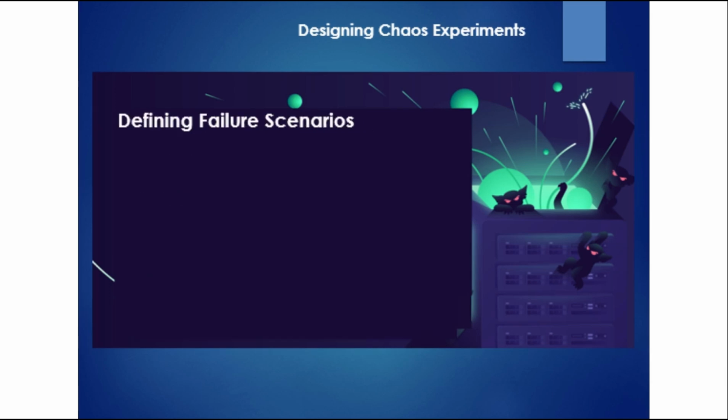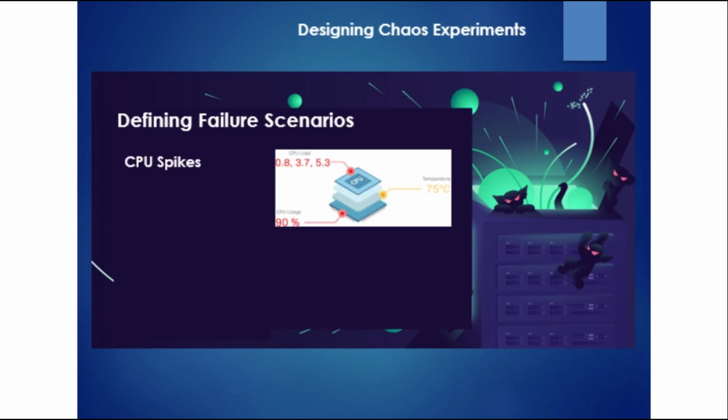Defining failure scenarios. Failure scenarios simulate real-world issues to test system resilience. Common scenarios include: 1. CPU spikes. A process where one overloads the CPU to simulate high computational demand and measure how other services are impacted. For example, one can simulate a spike to 90% CPU usage and observe service degradation or recovery mechanisms.